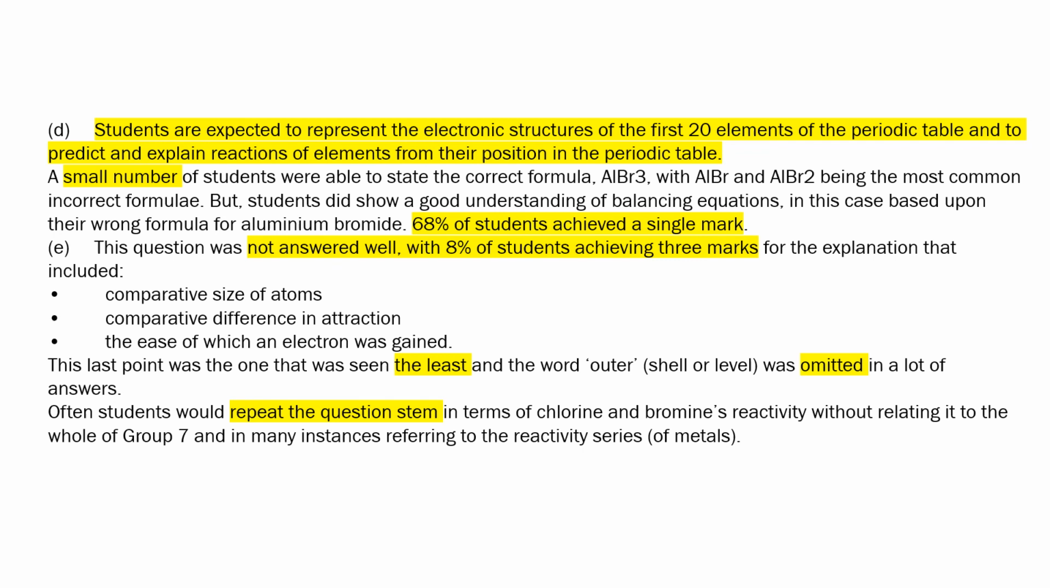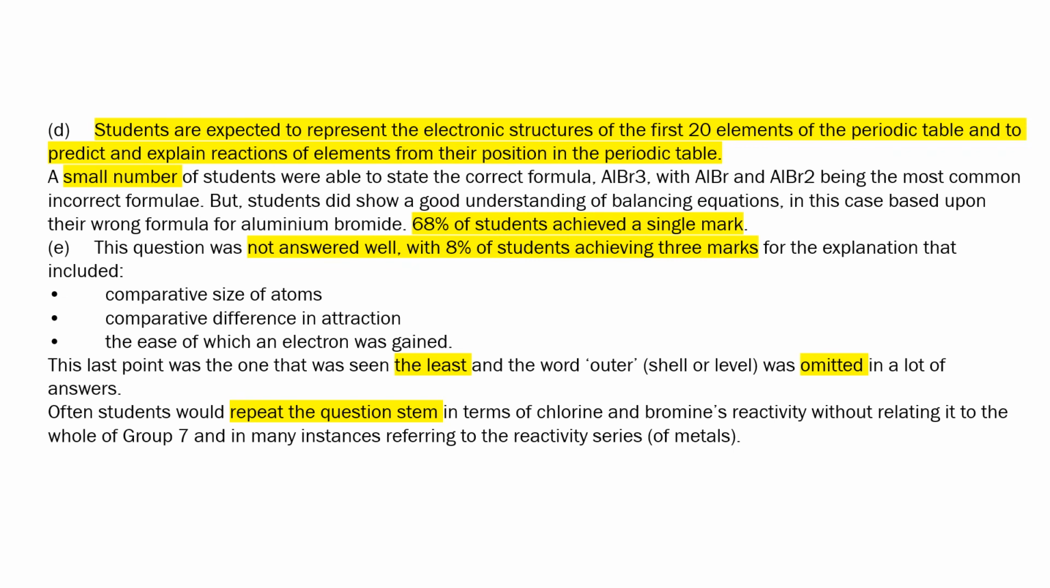A small number of students were able to state the correct formula, AlBr3, with AlBr and AlBr2 being the most common incorrect formulae. But students did show a good understanding of balancing equations. In this case, based upon their wrong formula for aluminium bromide, 68% of students achieved a single mark. So they carry the error forward, if you like.